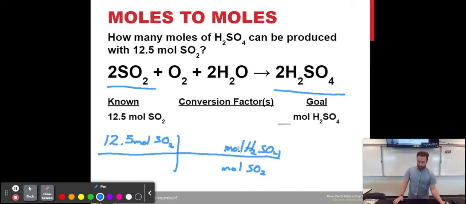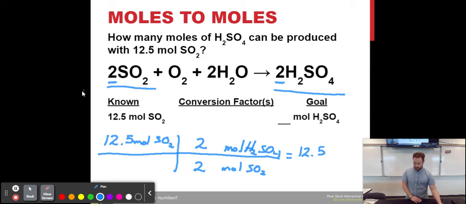And look at this, we have moles of one thing over moles of another. That's a mole ratio. We're going to take that from the balanced equation. And the ratio is for every 2 moles of SO2 that is used, 2 moles of H2SO4 is produced. So the answer is going to be numerically 12.5 times 2 divided by 2, which will equal 12.5.